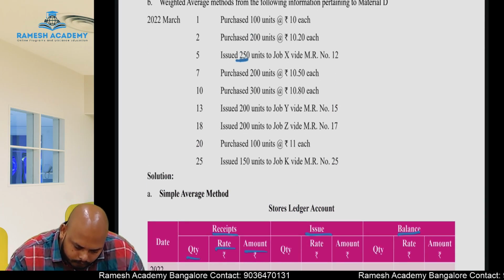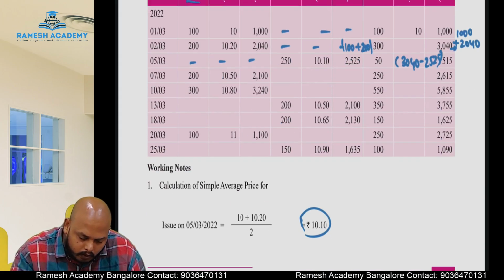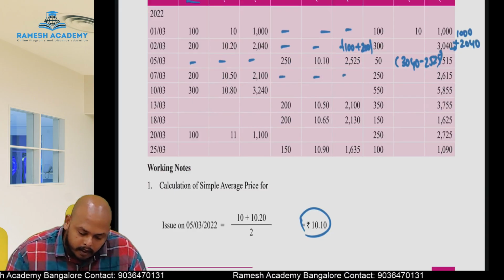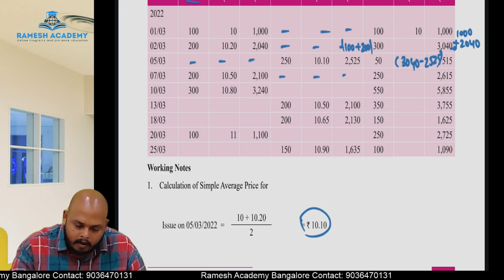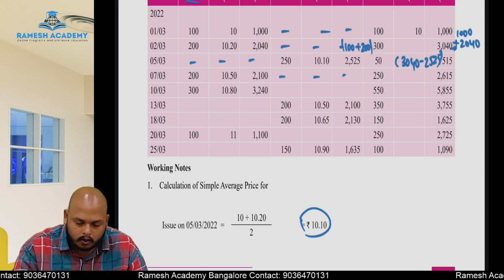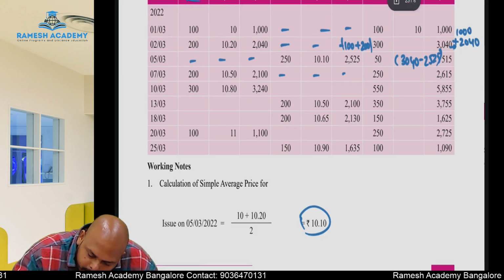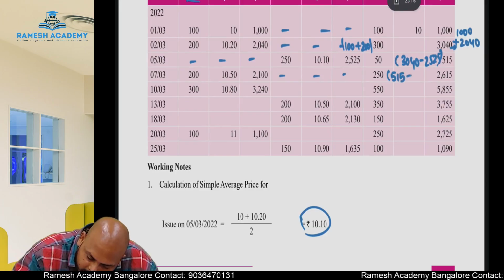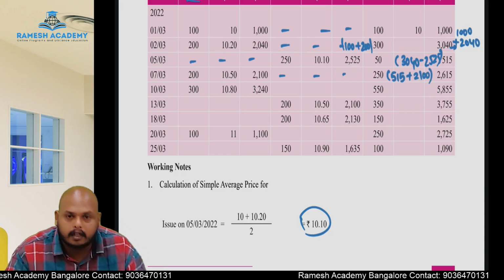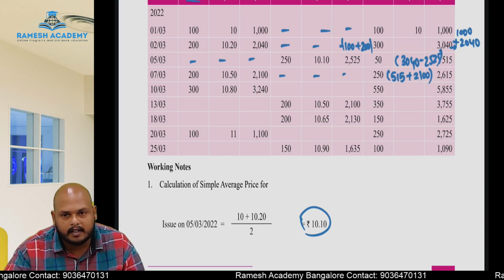Next, Nana. 7th March purchased 200 units at the rate 10.5. 200 units at 10.5 is nothing but how much? 2100. Here issue is nil. Again balance: previous balance how much is there? 50 plus purchased 200 on 7th, so total will become 250. Next amount: 515 plus 2100 is 2615. That is how we got the balance 2615.